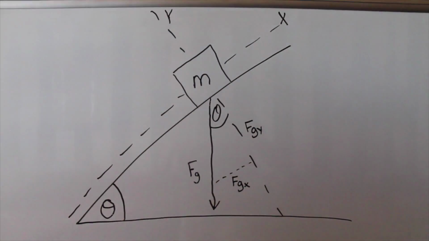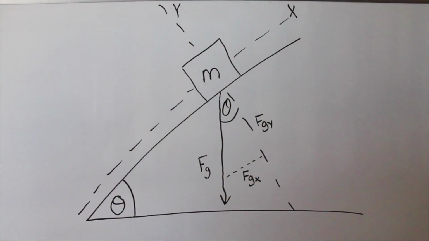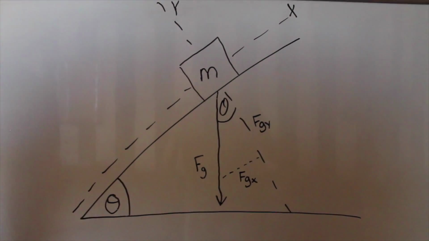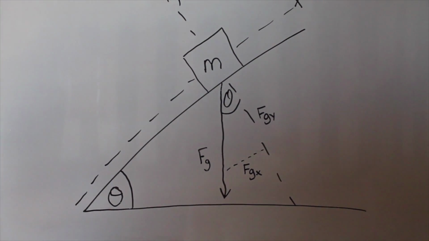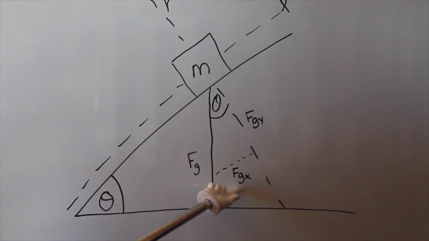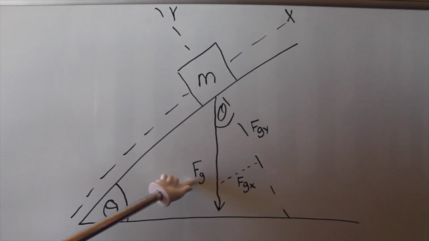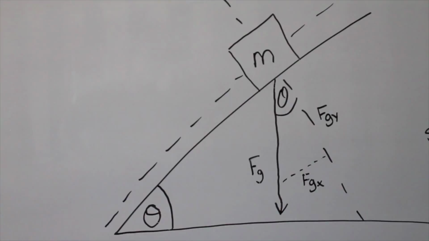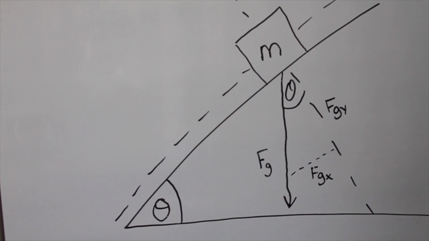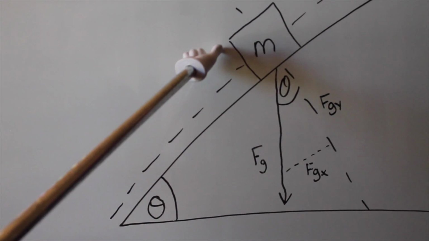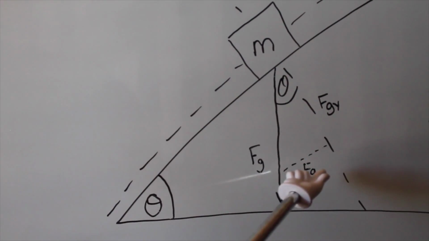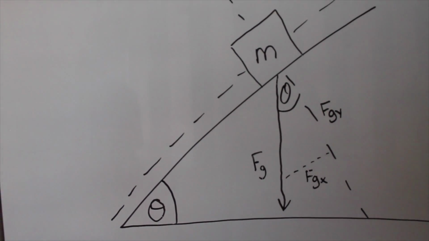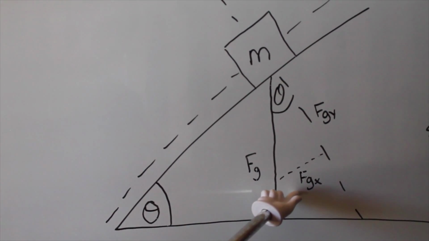Using the laws of sines, cosines, and tangent, or the trig functions, we can solve for FGY, FG, and FGX, because we already know FG, which is mass times gravity. So the movement of the object is going along the x-axis, which is parallel to FGX seen here. So basically the force in this equation would be FGX.